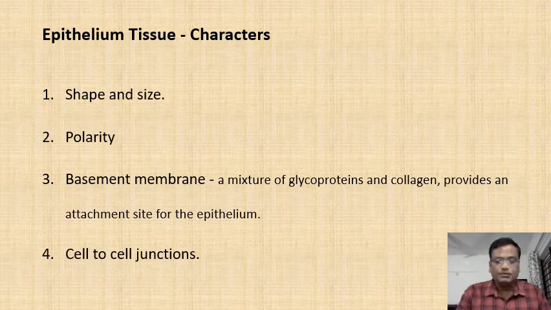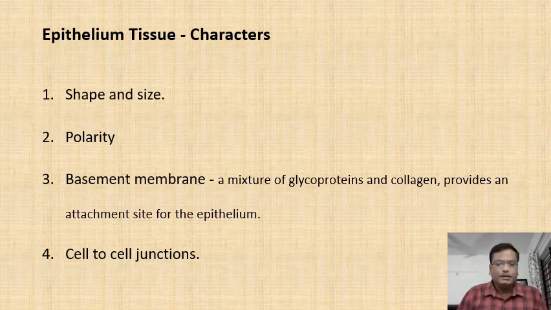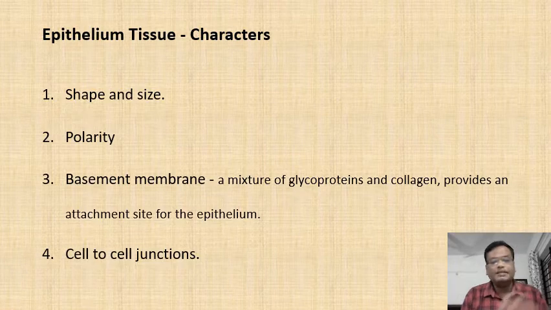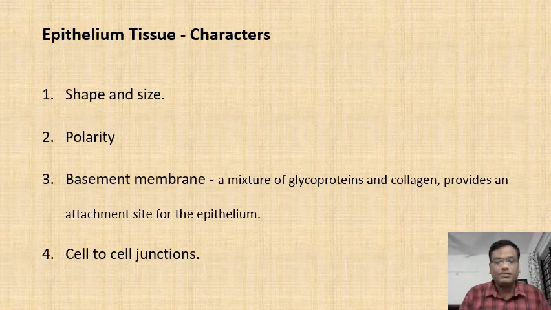Now polarity. So this is one of the important characters where the epithelial cells have a definite polarity. So one end of the cells is attached to the basal membrane, and another one is free, which we can call as apical. So there is a surface which is free, and there is another surface which is attached to the basement membrane, and the lateral side is normally found attached with the neighboring epithelial cell. So like this, each and every epithelial cell has a definite polarity.